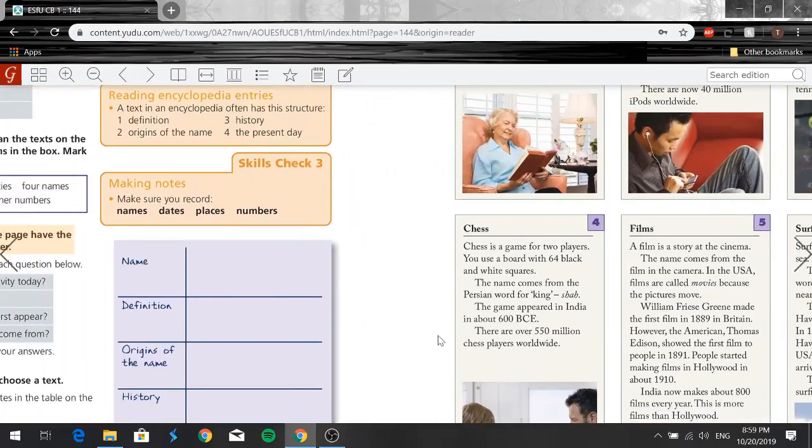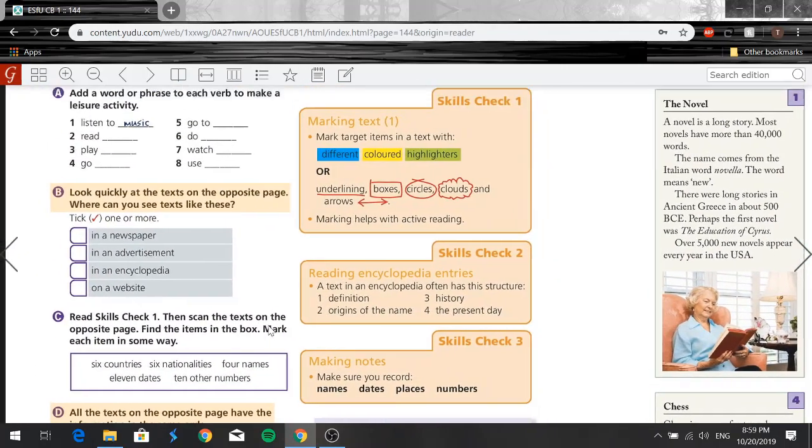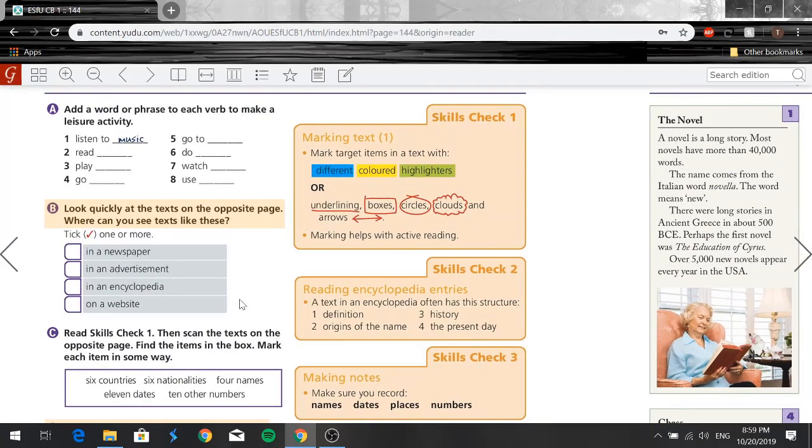Alright, so that was the text. That name got me there. Now let's go to exercise B. Look quickly at the texts on the opposite page. Where can you see texts like this? In a newspaper, in an advertisement, in an encyclopedia, or on a website? Based on these texts, where can you see this exact same style? We'll definitely say in an encyclopedia.